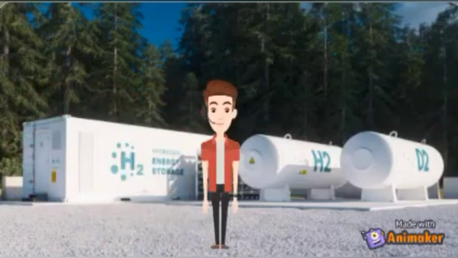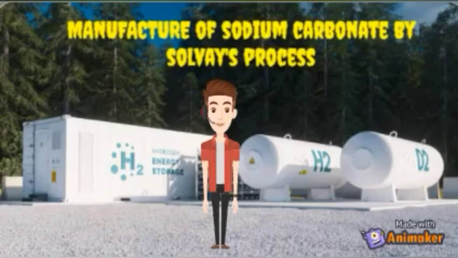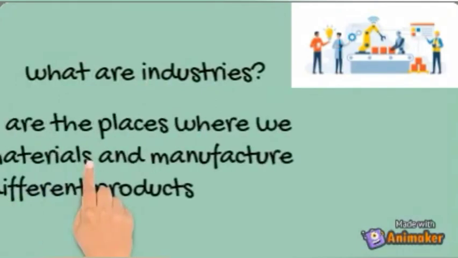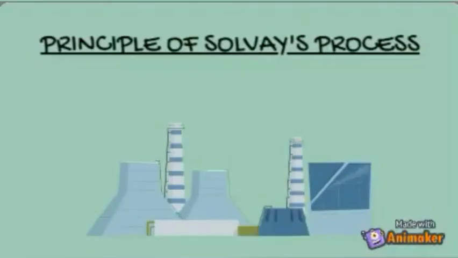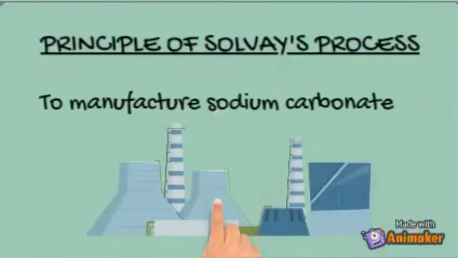Hello. Our today's topic is manufacture of sodium carbonate by Solvay's process. So let's get started. Solvay's process is used to manufacture sodium carbonate because we use sodium carbonate for many purposes. This sodium carbonate is produced in industries. Now, what are industries? Industries are the places where we use raw materials and form new products. The principle of Solvay's process is to manufacture sodium carbonate at low temperature.